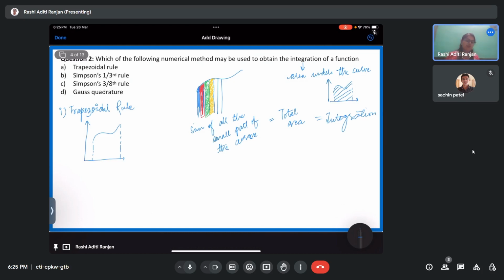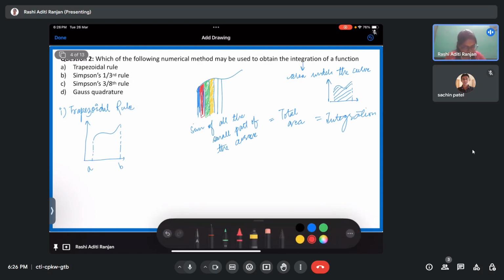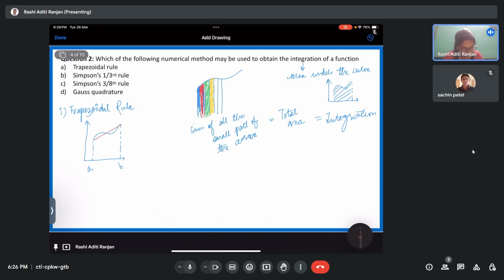So for a small element, if I want to find the numerical integration, I use the trapezoidal rule. As the name suggests, the trapezoidal rule assumes that the variation from point, let us say this point is A and this point is B, is a straight line. This is the assumption that the trapezoidal rule follows. So this is A, this is B, this is my f of A, this is my f of B, and it assumes that it follows a straight line like this.